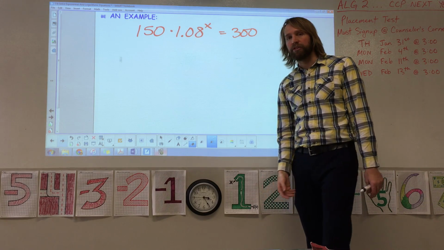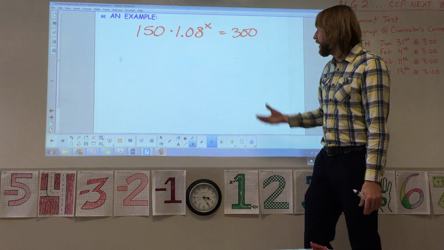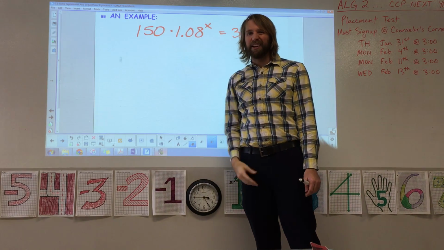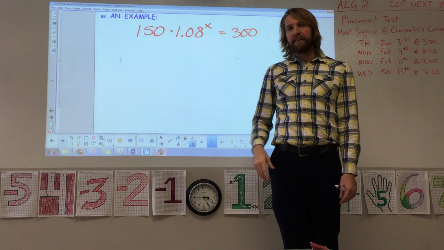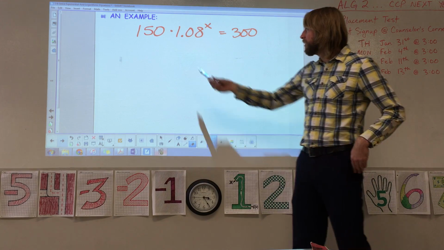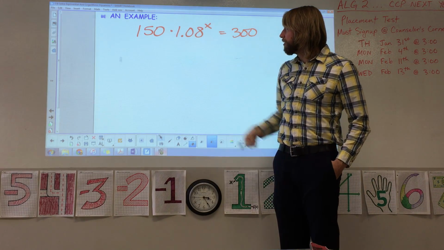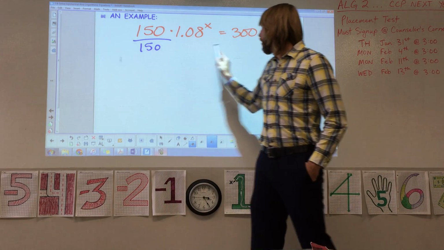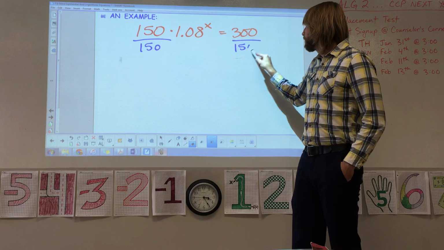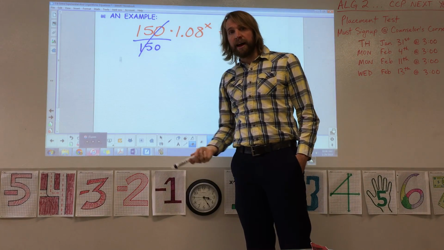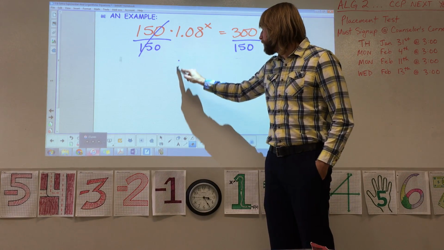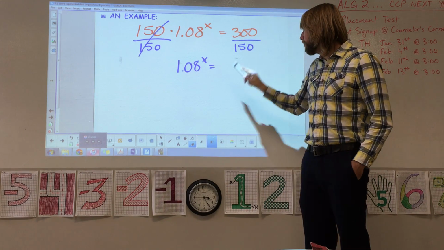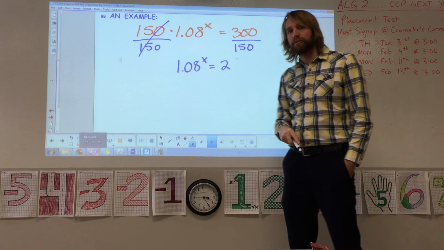Now, exponential equations can be a little bit more difficult. I'm still trying to solve for an exponent, but I can see there's some extra stuff in the problem that I'd like to get rid of first, and then I can focus on the exponent. Since this says times 150 to start off, I'm going to divide by 150 so that it cancels that out. Now I have an exponential problem that looks like the last one. 300 divided by 150 is just 2.